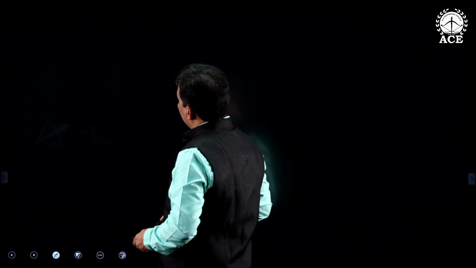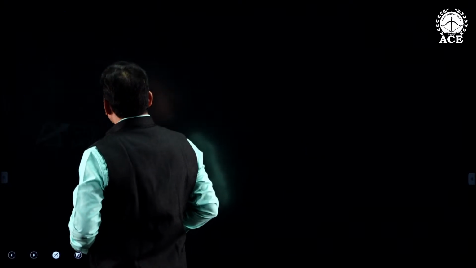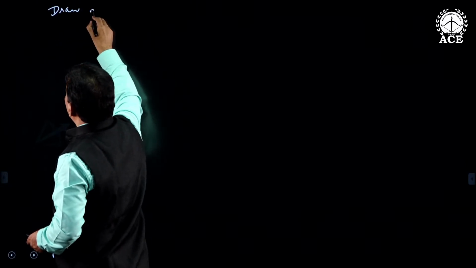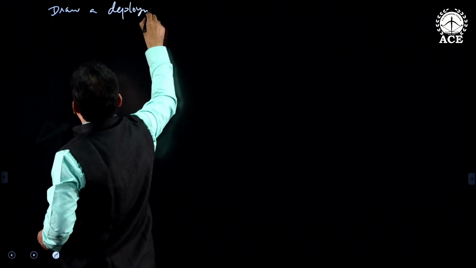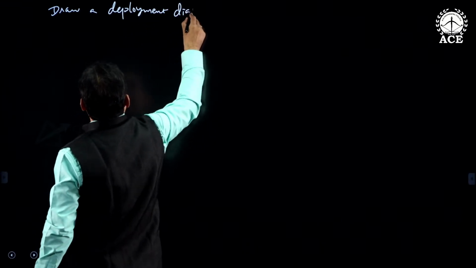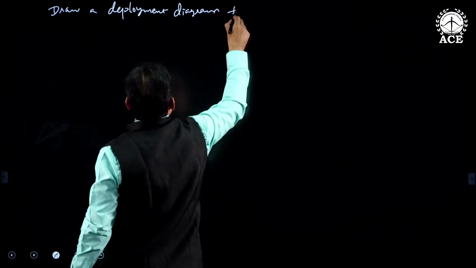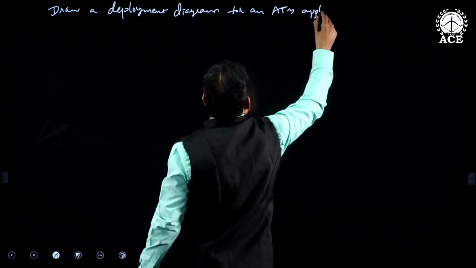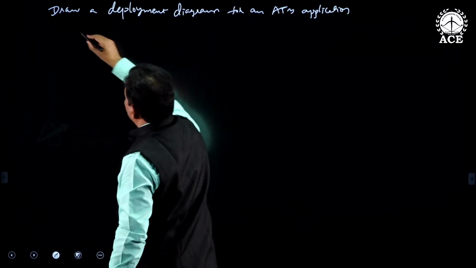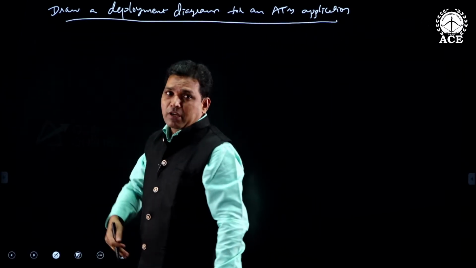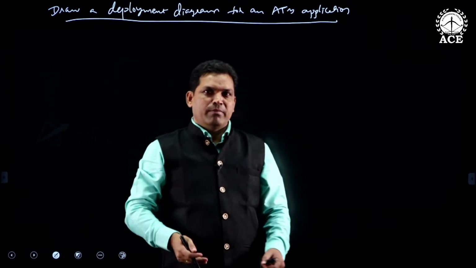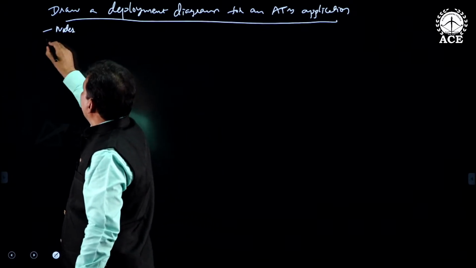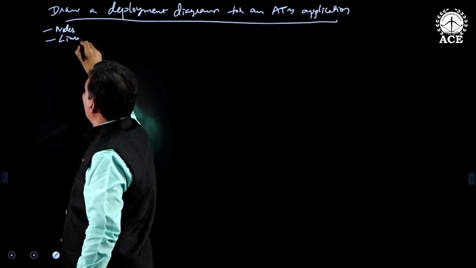So we'll draw a deployment diagram for an ATM application. Already we drew a component diagram. Draw a deployment diagram for an ATM application, right? Before going to draw the deployment diagram for an ATM application, any deployment diagram consists of a collection of nodes and links, links among nodes, right?